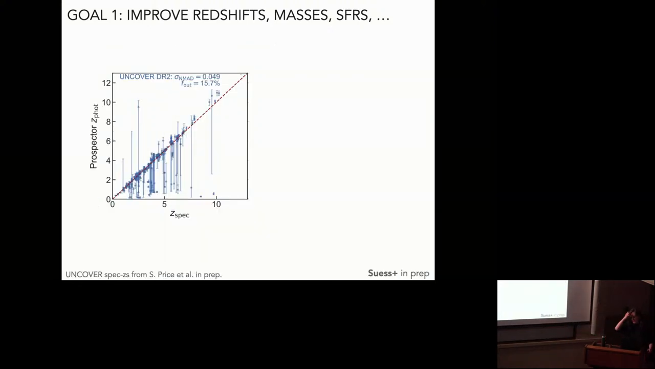So what this looks like in aggregate, going from our original 7-band photometry with UNCOVER, this is our photometric redshift performance. Basically, this is, as a function of the actual spectroscopic redshift of the galaxy, the photometric redshift we would have inferred. And this is using our own spectroscopic redshifts, which are in this paper that's coming out soon from Sedona Price. So our performance with the original UNCOVER data set was not terrible.